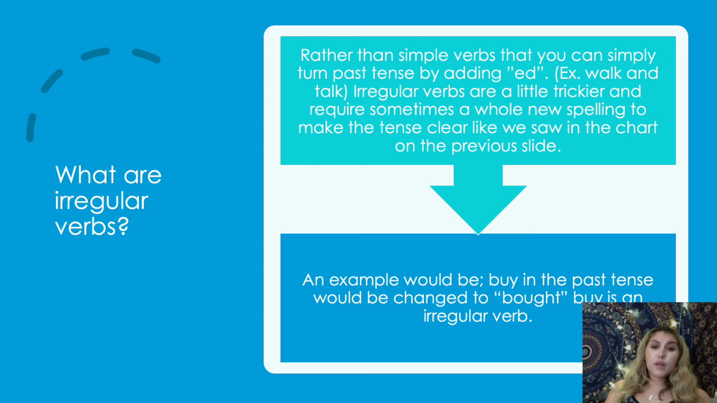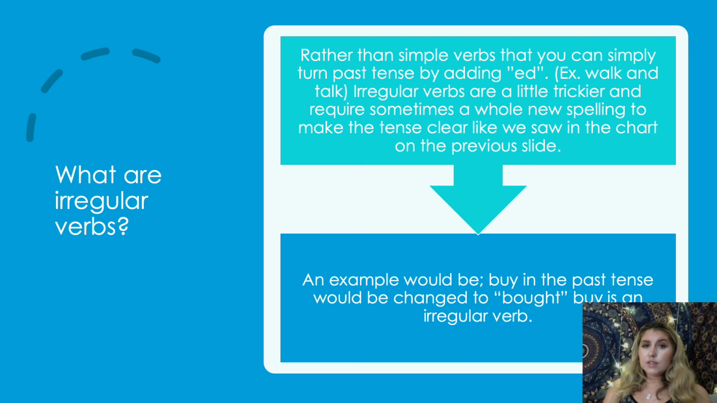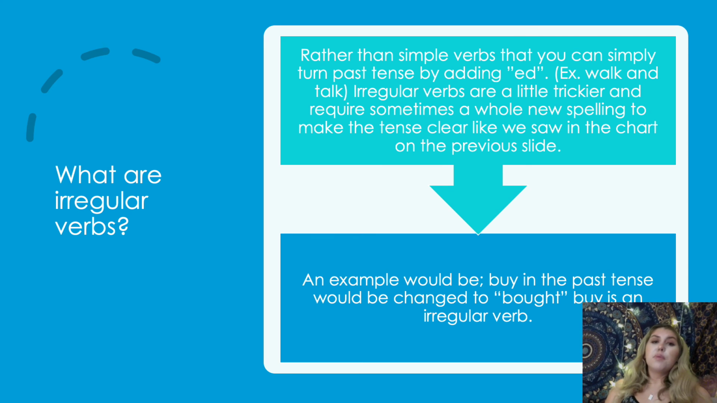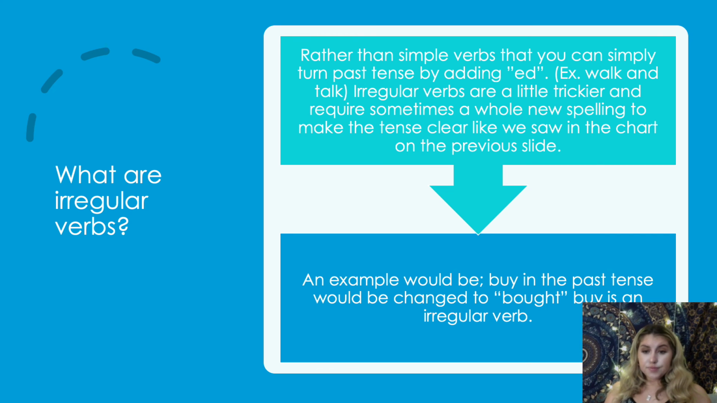So for present tense, I would say I'm buying a chair, and that's what I'm currently doing. Past tense would be I bought a chair, and future tense would be I'm buying a chair tomorrow, or I'm going to buy a chair. That would be future tense.